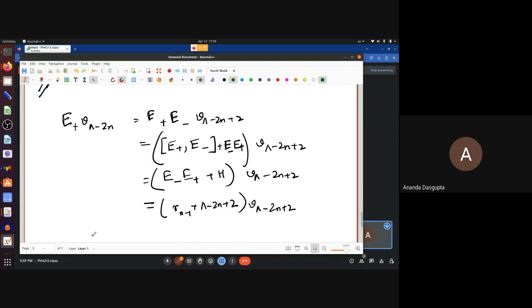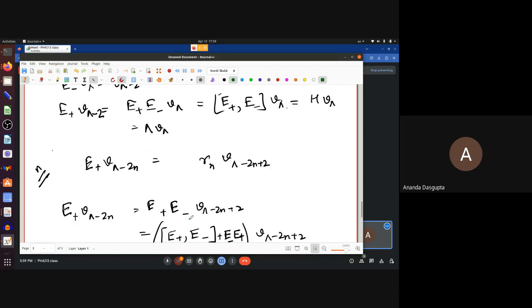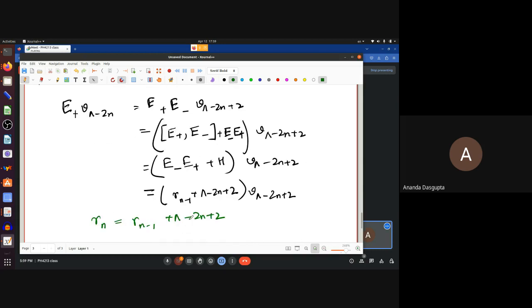But what does this give us? It gives us a recursion relation. It tells us that Rn equals... because this factor is Rn. E plus V lambda minus 2n is Rn times V lambda minus 2n plus 2. So what we have got is these factors, we have found a recursion relation between them.